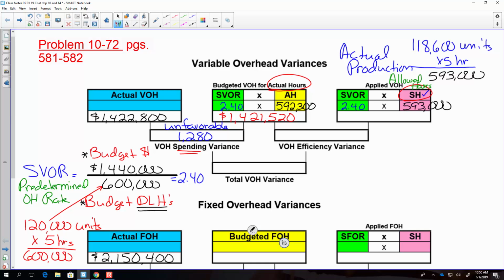So was this company efficient with their resources? Was my efficiency variance favorable or unfavorable? Favorable, right? Looking at the hours, what we actually have for hours is less than, right? 592 is less than the 593. So efficient use of our hours, where we spent probably a little more money on the left side here.